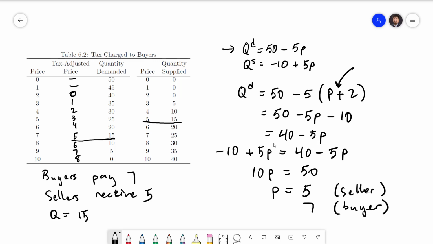To figure out the quantity, we can plug 7 in here, or we can plug 5 in here. Either way will give us the same answer. Let's do the second one this time. So we get negative 10 plus 5 times 5. That's 25 minus 10, which is 15. All that matches up with what we found over here on the chart.